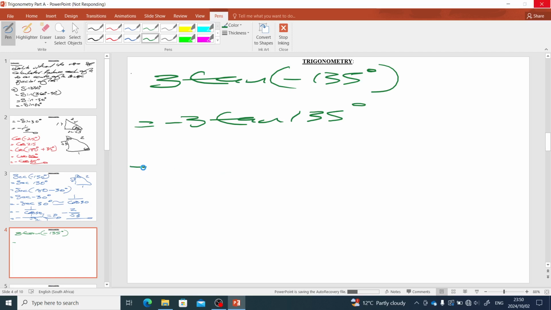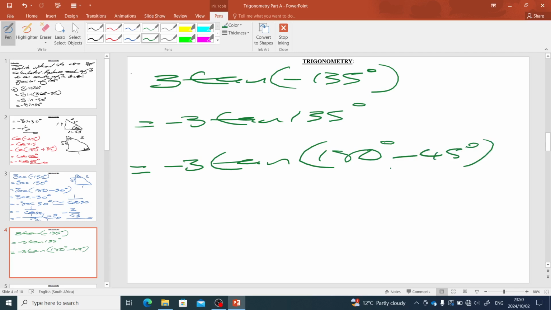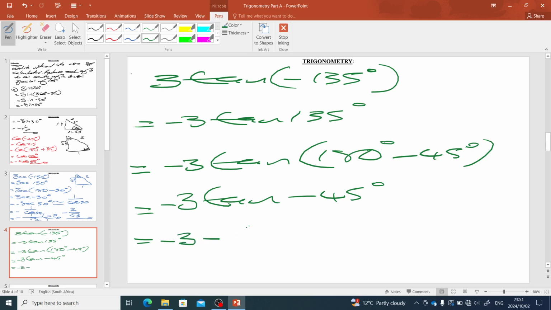Then equals negative 3 tan open bracket 180 degrees minus 45, because 180 degrees minus 45 will give you 135 degrees. Then here we will have negative 3 tan negative 45 degrees. When we convert this to being positive, it will be negative multiplied by negative, because we will have negative 3 multiplied by negative tan 45. Negative times negative will be positive.